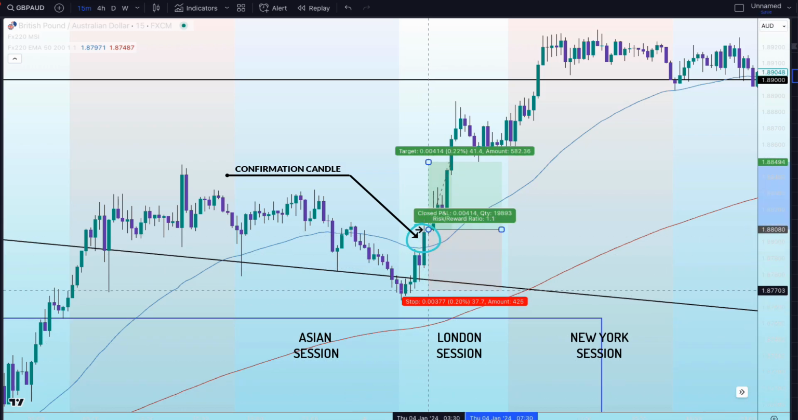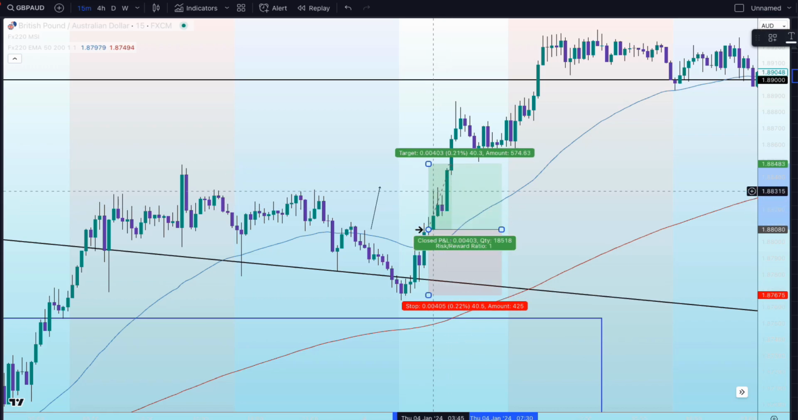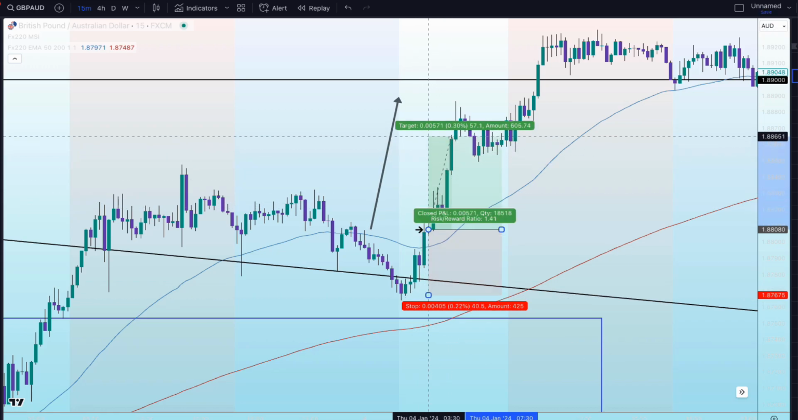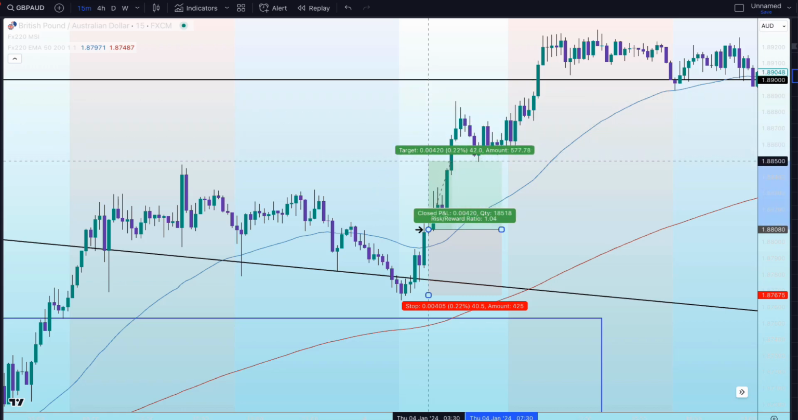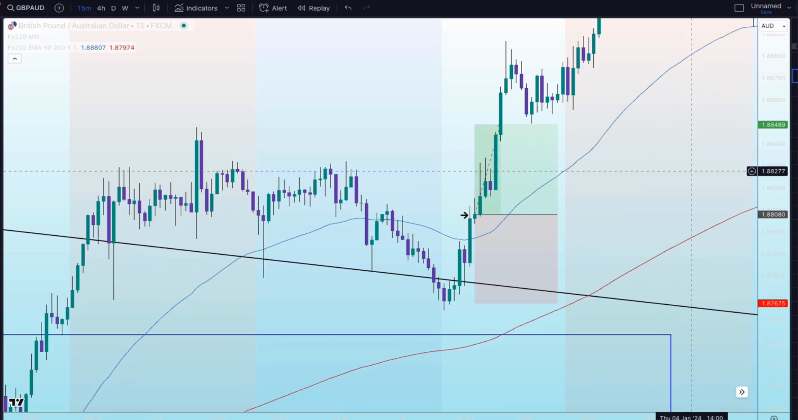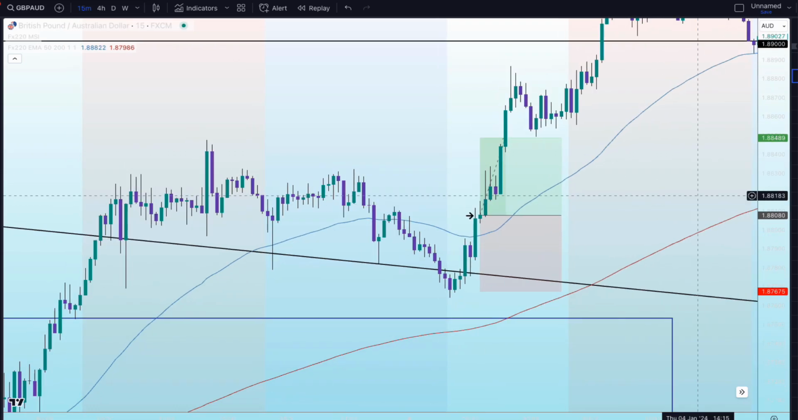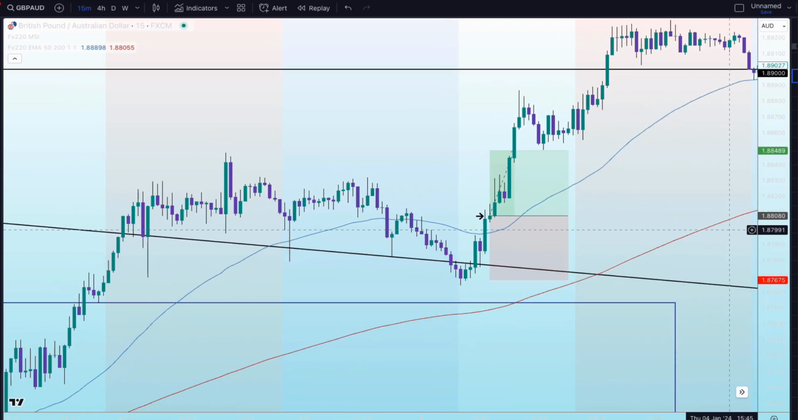Stop loss at the low, 40 pips. Take profit, 40 pips or higher. You can go for a 1-2 or even higher. I usually like to take a 1-1. This was an A+ setup that we had last week. I'll do a quick analysis as to why this was such a great setup.